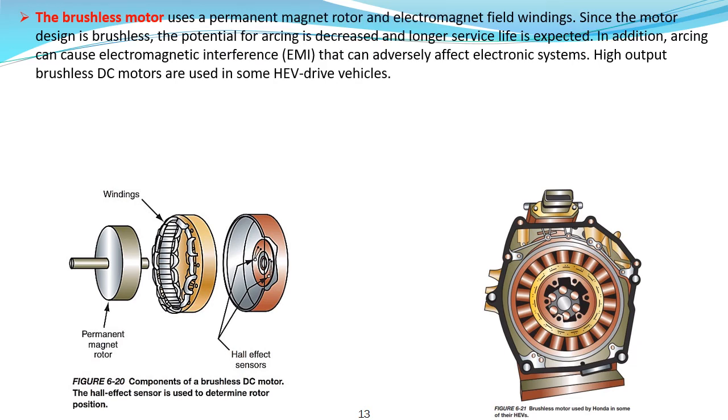The brushless motor, as we see here, is another type of starter motor. It uses a permanent magnet rotor and electromagnetic field windings. An example of a company that uses them is Honda, an automobile manufacturer in Japan. Since the motor design is brushless, the potential for arcing is decreased and longer service life is expected.